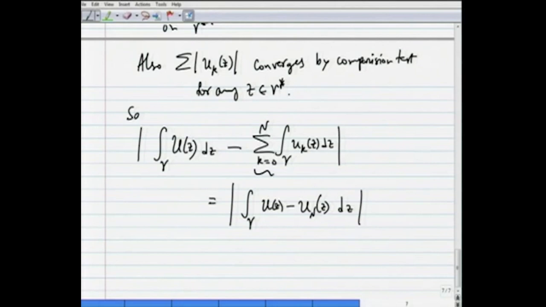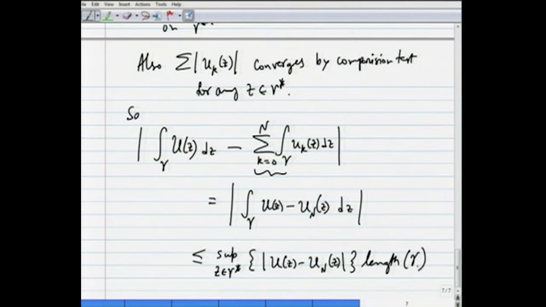You can exchange the integration and summation here, because you have a finite sum here, k equals 0 through N. Okay. So, this is less than or equal to, by one of the estimations we had on integration, the supremum over z belongs to gamma star of the modulus of the integrand u of z minus u n of z, times the length of gamma star, in the complex plane, the length of the contour gamma. So, I will just say gamma.